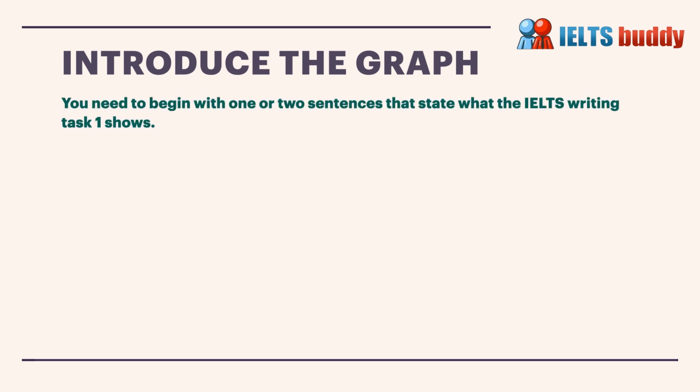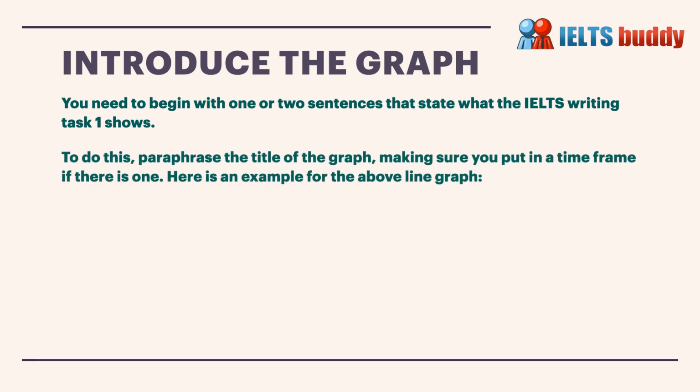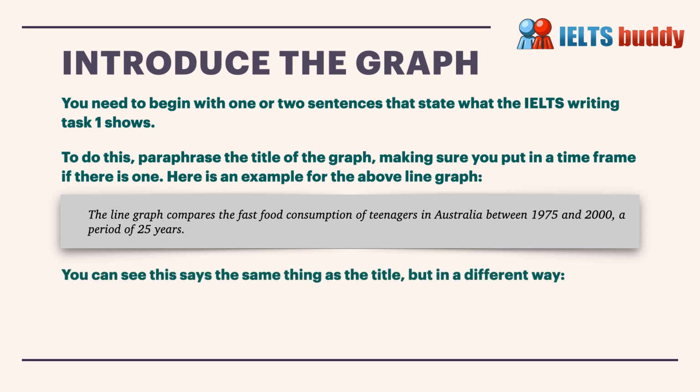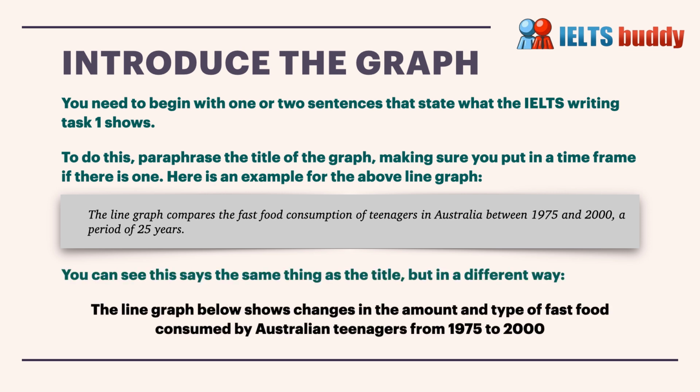So, introducing the graph. You need to begin with one or two sentences that state what the IELTS Writing Task 1 shows. To do this, paraphrase the title of the graph, making sure you put it in a time frame if there is one. Here is an example for the above line graph. The line graph compares the fast food consumption of teenagers in Australia between 1975 and 2000, a period of 25 years. So you can see that this says the same thing as the title, but in a different way. So this was the title. So you see it's been paraphrased.